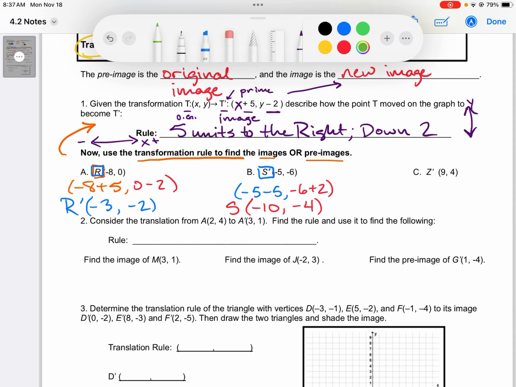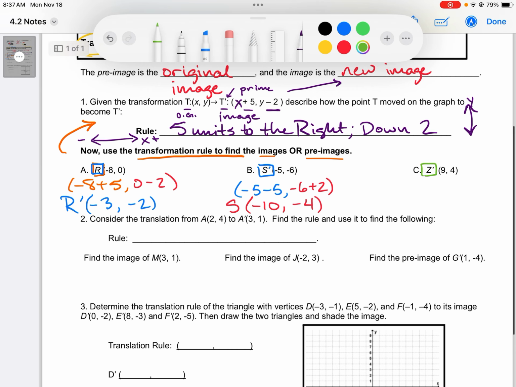So let's do this last one together real quick. Let's get a new color pen here. All right, this is a Z prime, which means it's an after image, a post image, an image, however you want to think about it. It's the result of applying the transformation. So just like we did over here, we're going to do the opposite operations. Instead of adding 5, we're going to take away 5. Instead of subtracting 2, we're going to add 2.